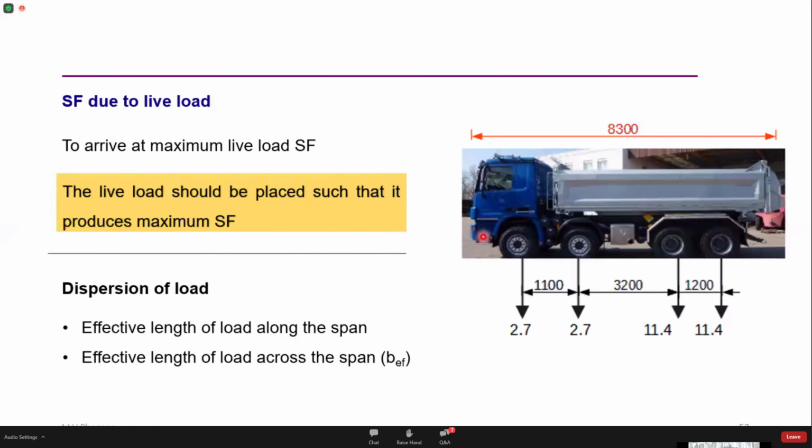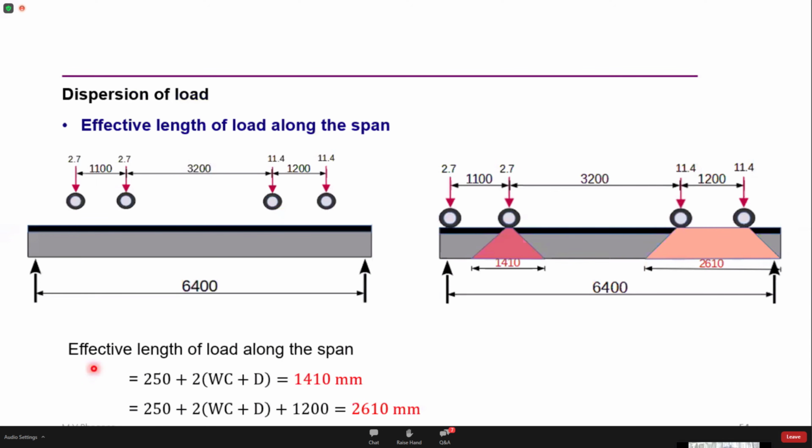The most obvious question is where the live load should be placed such that it produces maximum shear force. Again, the answer remains the same. The whole of the dispersion should be accommodated within the slab and the dispersion should be as close to the support as possible. So we need to calculate the lengths of dispersion along the span and across the span. Here this is the deck slab of 6.4 meters and this is the total live load.